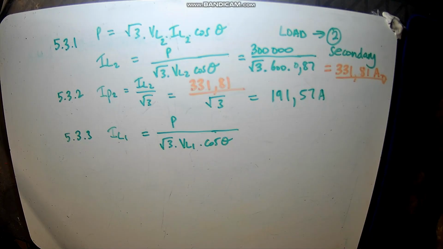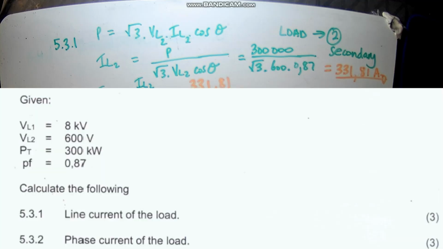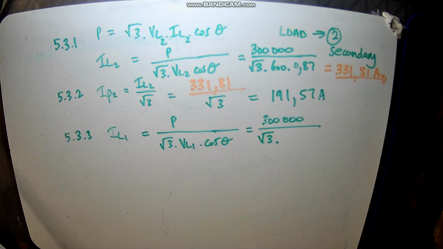So our true power, we can substitute it. It's going to be very similar to 531. Substituting 300,000. Now VL was 6,000. Am I right? 6,000. No, 8,000. 8,000 volts. And the power factor 0.87.